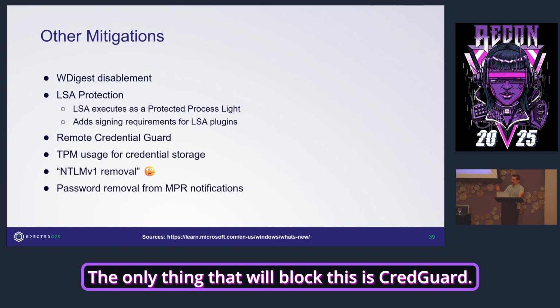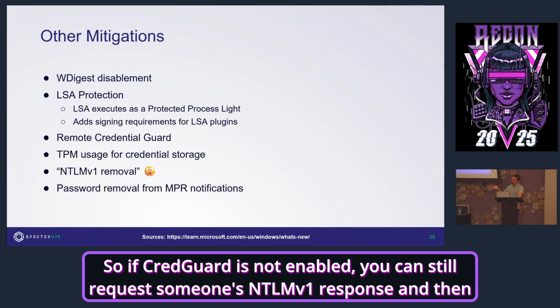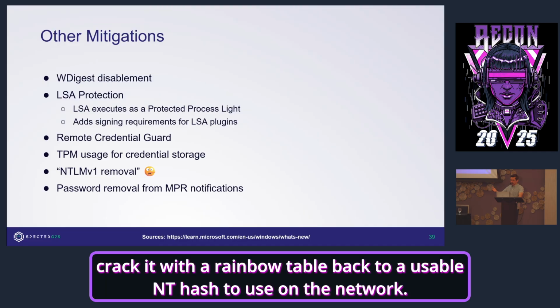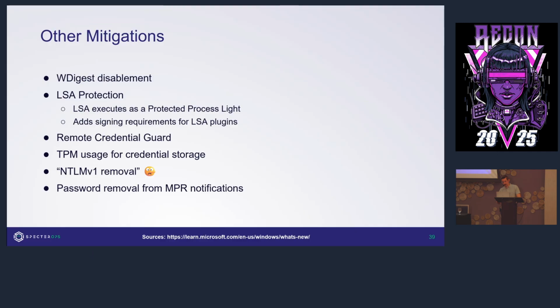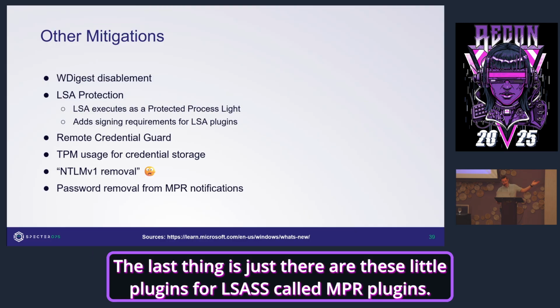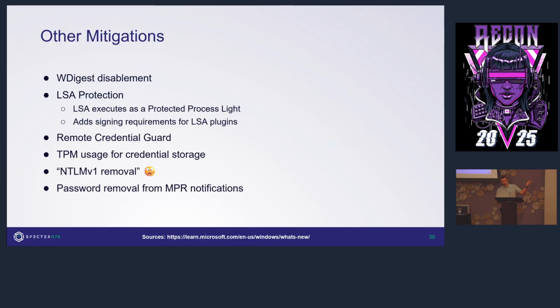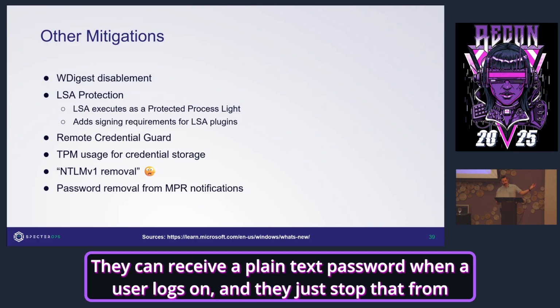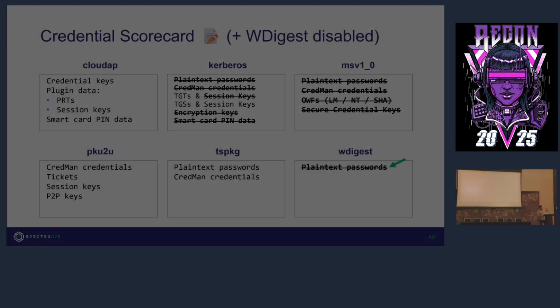The only thing that will block this is CredGuard. So if CredGuard is not enabled, you can still request someone's NTLM v1 response and then crack it with a rainbow table back to a usable NT hash to use on the network. The last thing is there are these little plugins for LSASS called NPR plugins. They can receive a plain text password when a user logs on, and they just stop that from happening anymore.